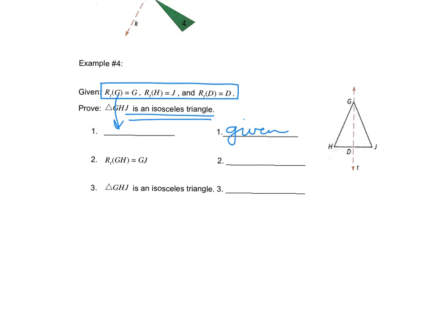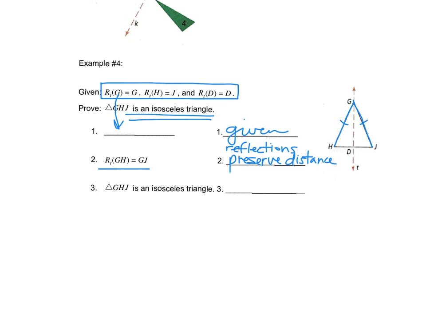Well, if you look at your next step, this says a reflection over T of GH is equal to GJ. So they're telling you these 2 segments are congruent. The reason we know that is they told us both the points are reflected. And we said earlier, reflections preserve distance, right? So that's why we know the segments are congruent, because reflections always preserve distance.